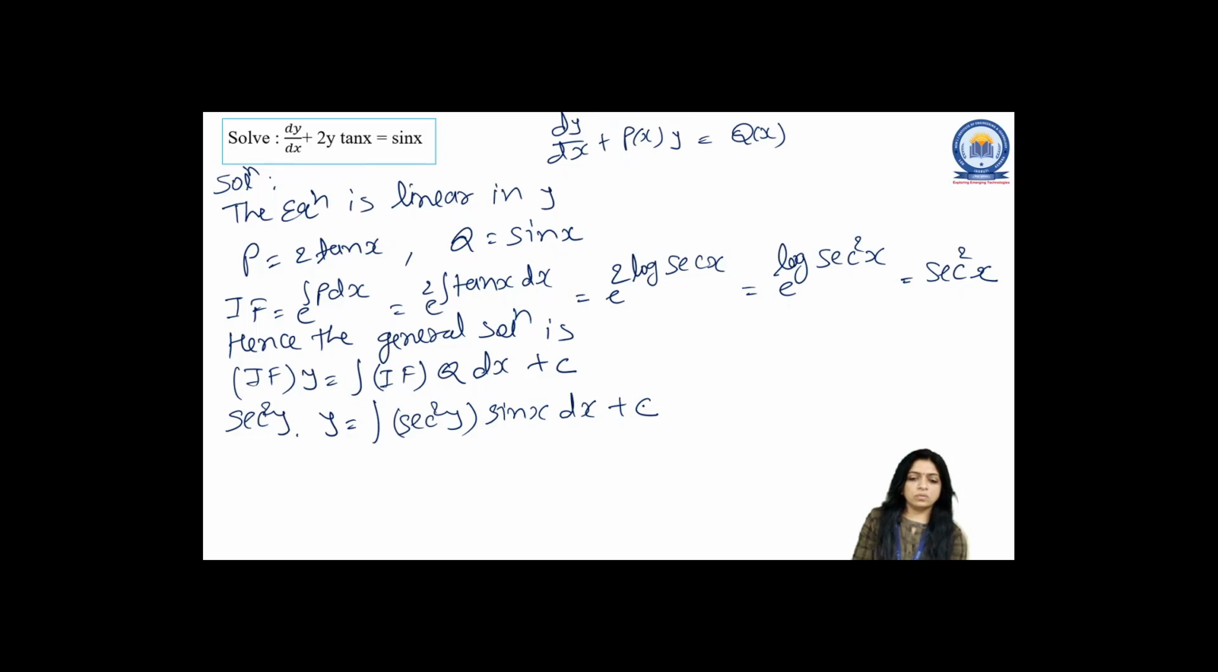So this is sec square x, not y, right? So sec square x into sin x. Sec square x is 1 upon cos square x. So if I split it, then sec x into sec x, and sec x is 1 upon cos x. So here sec x tan x dx, right? And the integration of sec x tan x is just sec x plus c. So this is the other solution of the given differential equation.